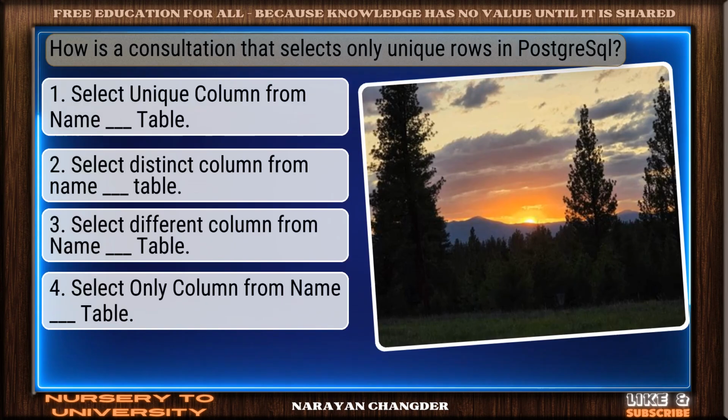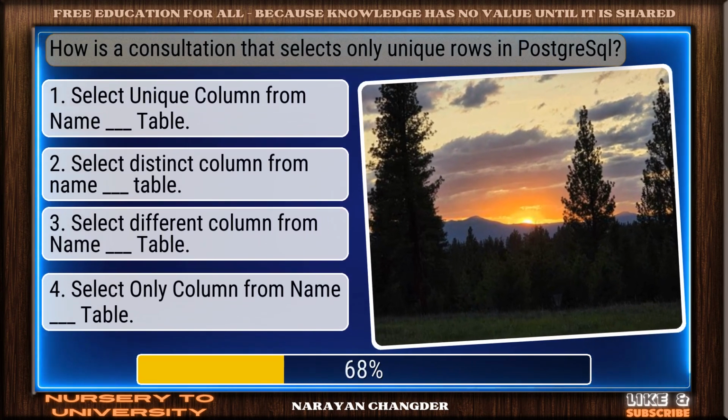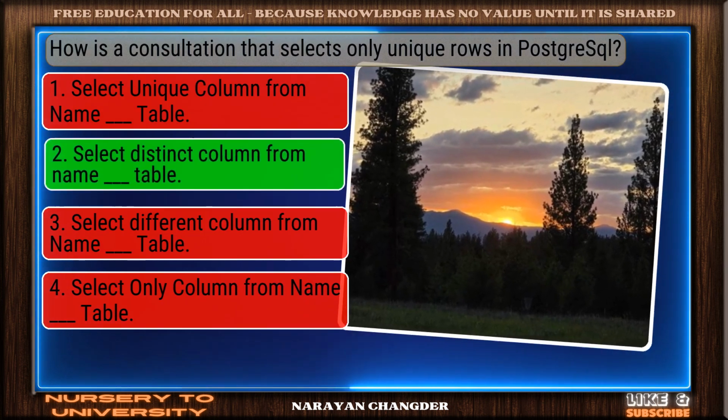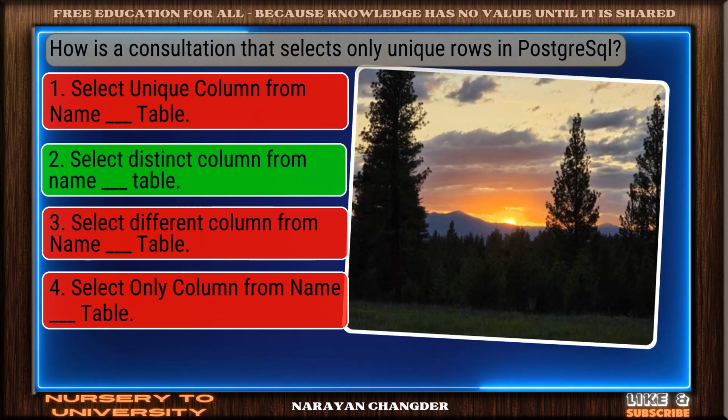Question number 33. How is a query written that selects only unique rows in PostgreSQL? You got it. Your choice select distinct column from table_name is right.